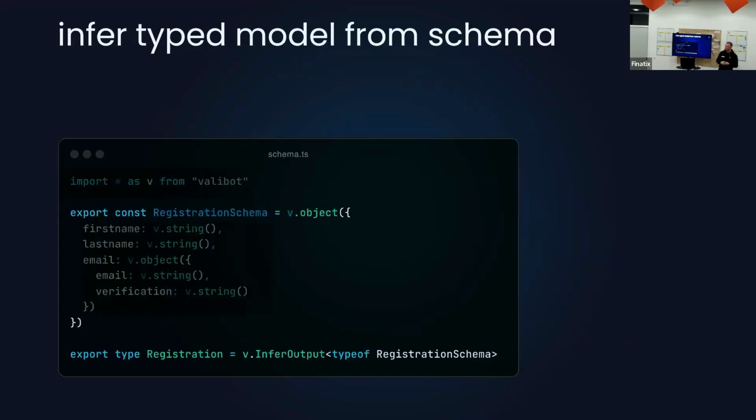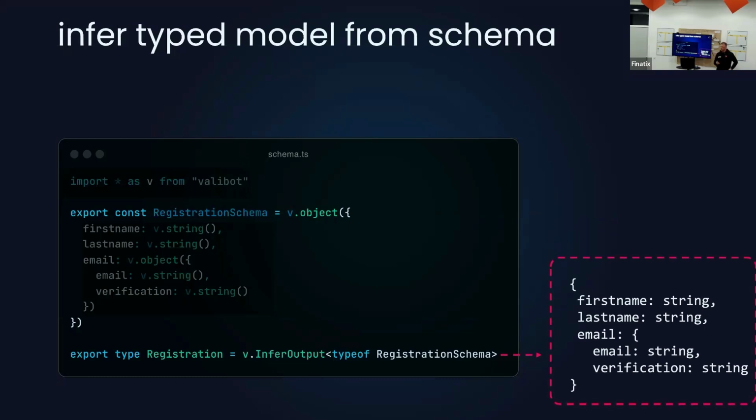The other cool thing is that Valibot also comes with utility methods or helpers where you can infer your types from the schema. So you do not have to write your types additionally. You can just pass your schema to this InferOutput method or property, and then the correct plain JavaScript object will be inferred for you. So this is the model that you can use in your component right away.